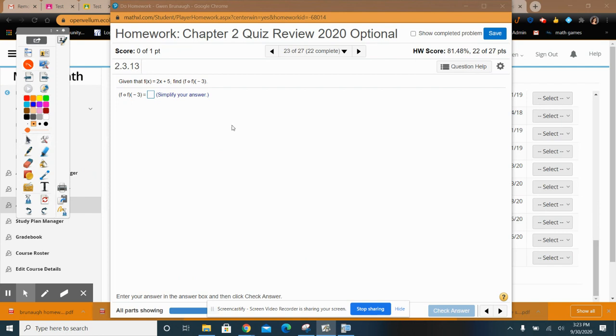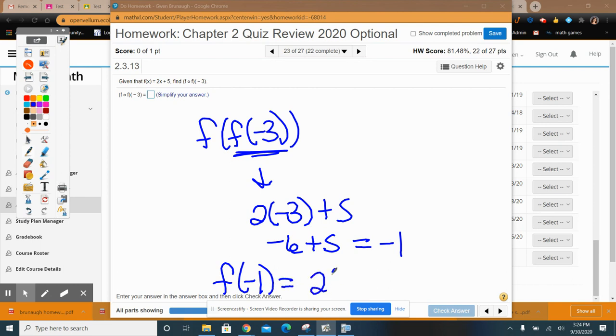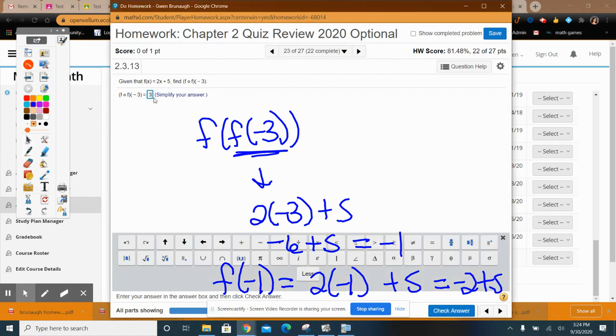Can you plug it into itself? Sure can. F of negative 3. Well, what is f of negative 3? That's 2 times negative 3 plus 5. That's negative 6 plus 5, which is negative 1. So my new problem becomes, what is f of negative 1? 2 times negative 1 plus 5 is negative 2 plus 5, which gives me 3.